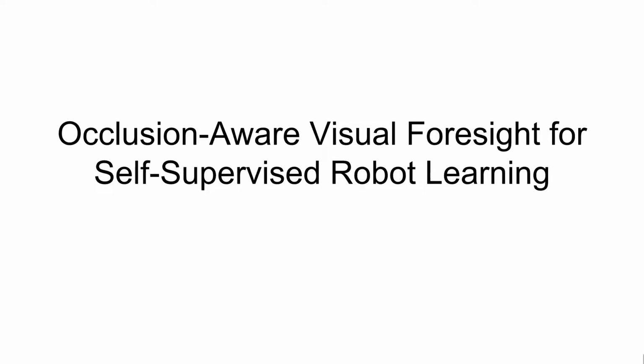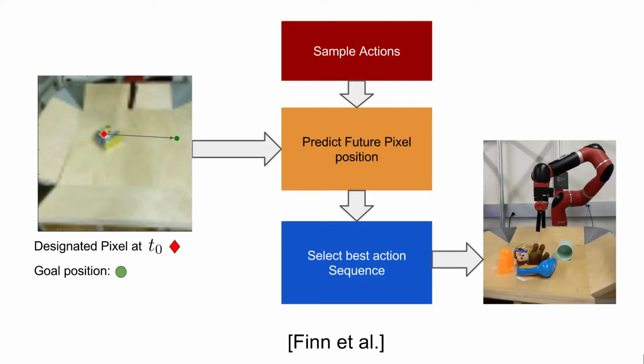Hello, I am presenting our work on occlusion-aware visual foresight for self-supervised robot learning. In this work, we build upon visual model predictive control by Finn et al. The idea of visual MPC is to make a robot acquire a model of the surrounding objects in a fully self-supervised way and then to use this model to plan actions. For example, we can then ask the robot to push a selected item to a particular location.